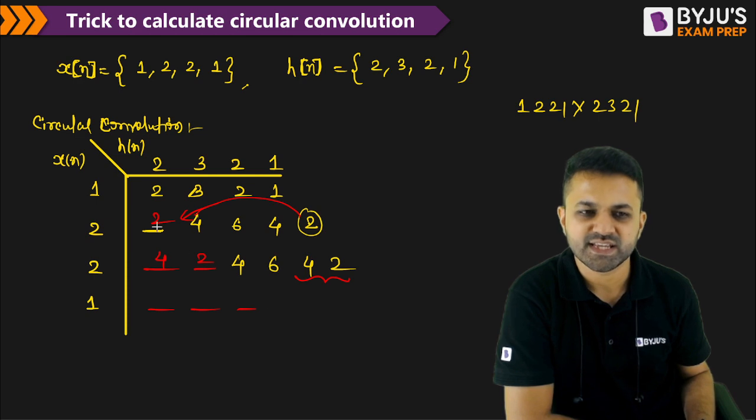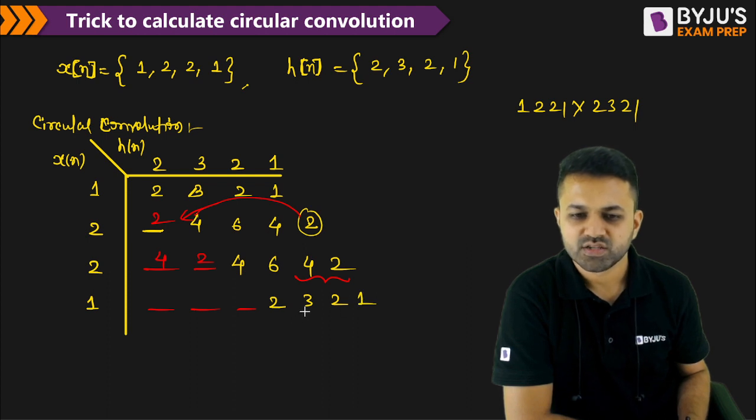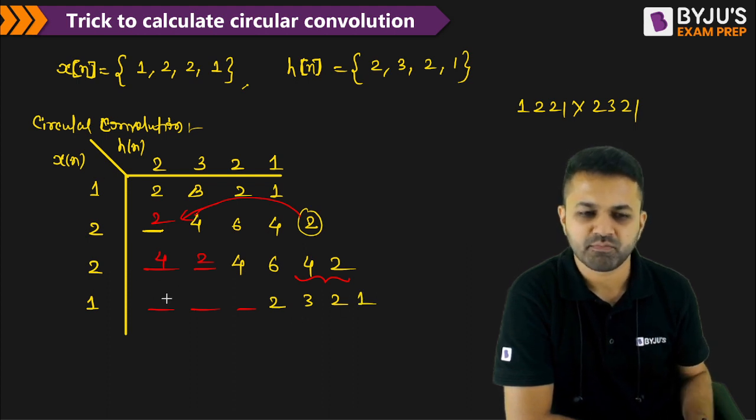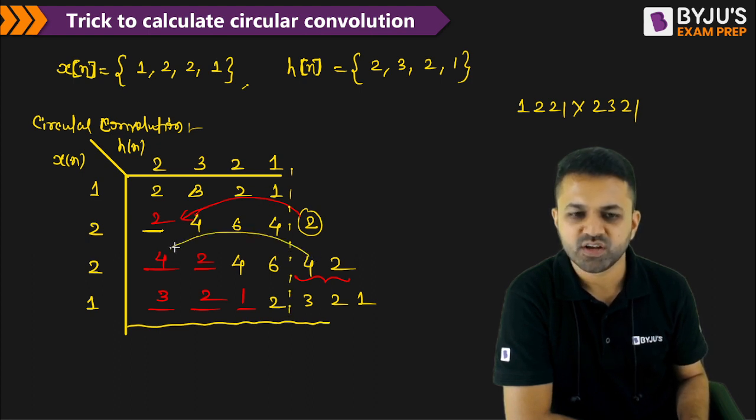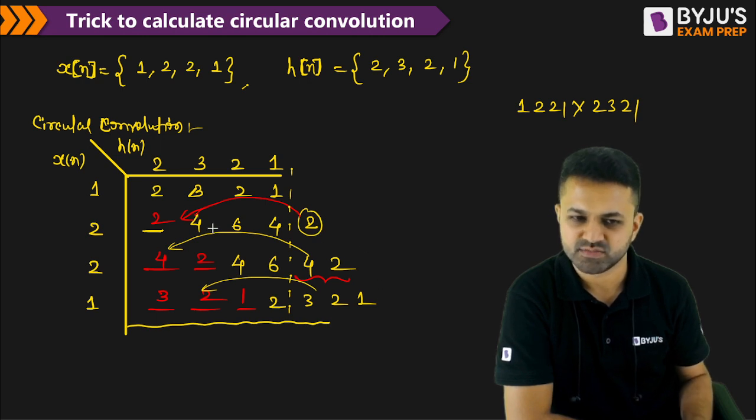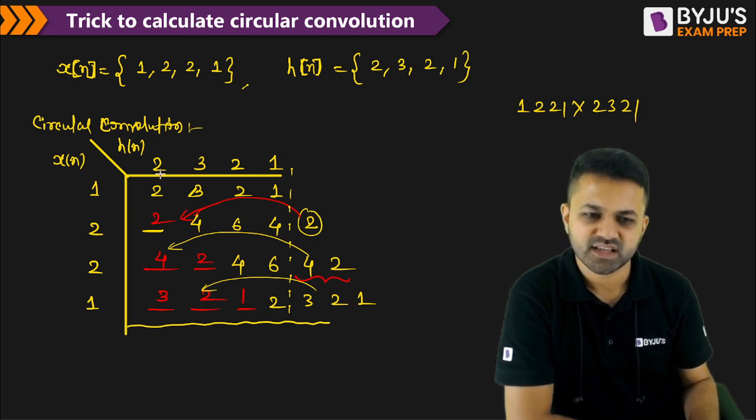Now leave the 3 spaces and multiply it again. So this is 2 3 2 1, and again this 3 2 1 should be placed here. Now you just have to do the simple addition. Forget about these extra terms because we have already moved them into these places, so you don't need to worry about them. Now you just have to add these column-wise.